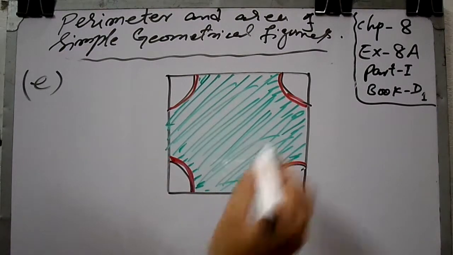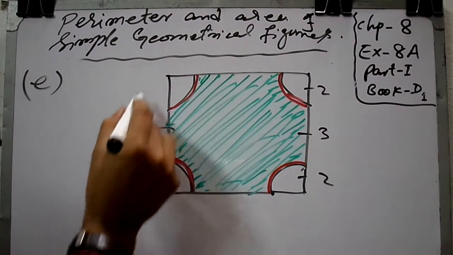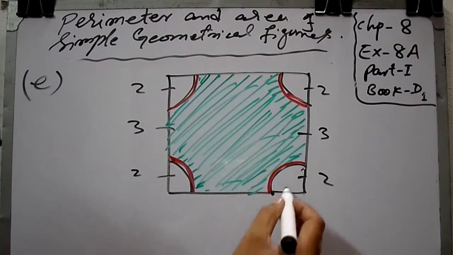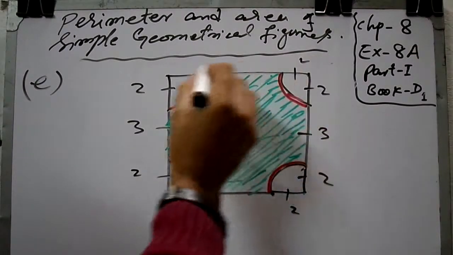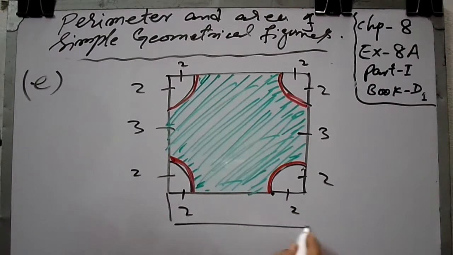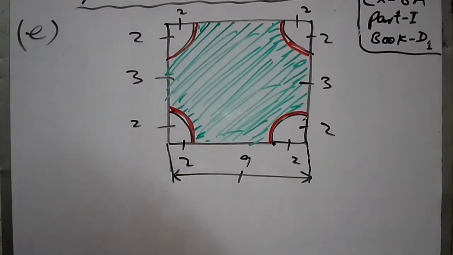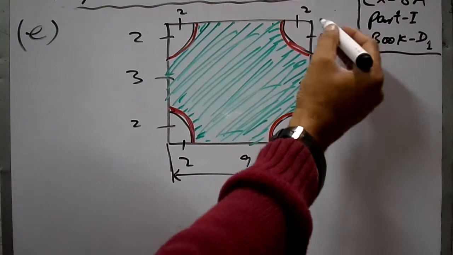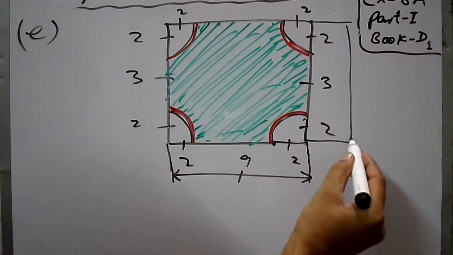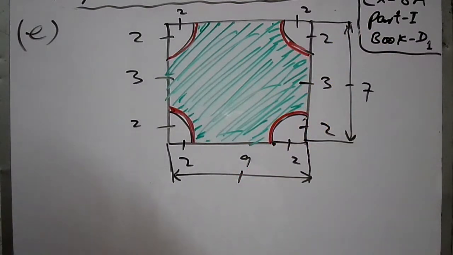So what is the dimension? That is 2, that is 3, that is also 2, that is also 2, that is also 3, 2, also 2, 2, 2, 2. So here to here, what is the length up to here? So that is your 9. So that is the dimension given. And that will be equal to what? That is equal to 3 plus 2, so that we will get 5. 5 plus 2, 7. Okay. Length and width, it is clear.